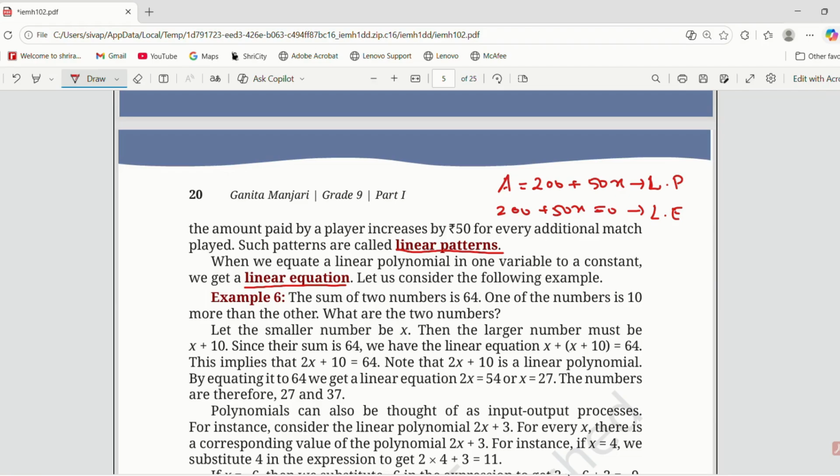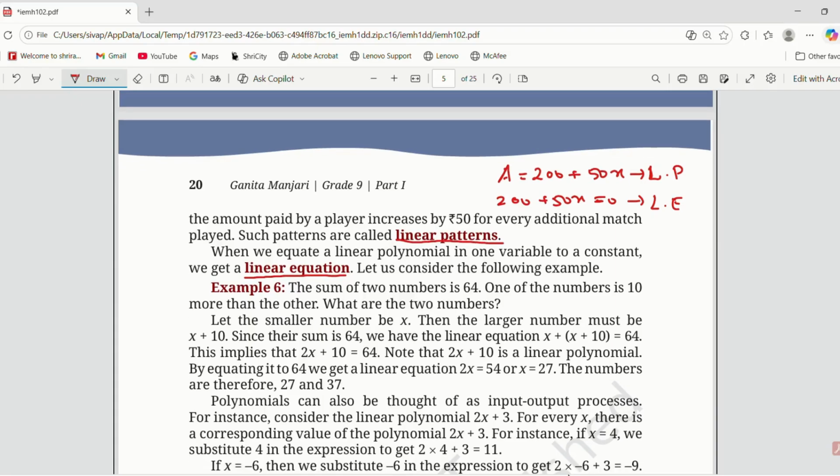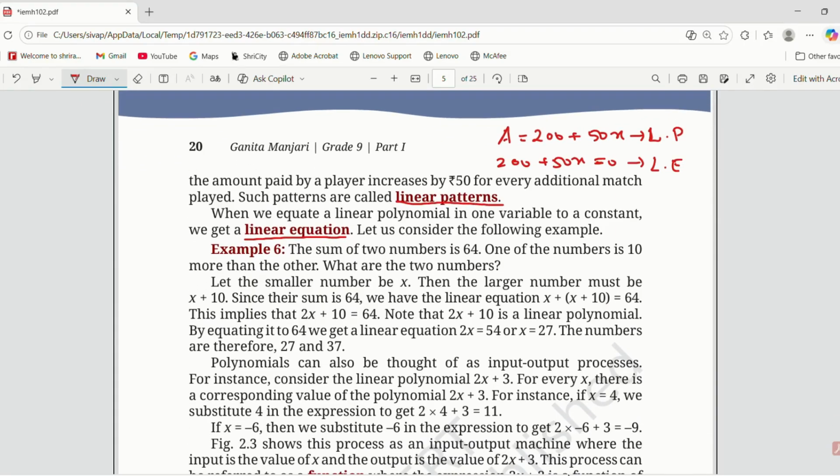Okay, so we have the last example, example number 6. The sum of two numbers is 64. One of the numbers is 10 more than the other. So what are the two numbers here? Here they have used some method, but I'm going to use a different method to find the solution of this particular example. Here the clue is, the sum of the two numbers is 64. Basically here they didn't give what the two numbers are.